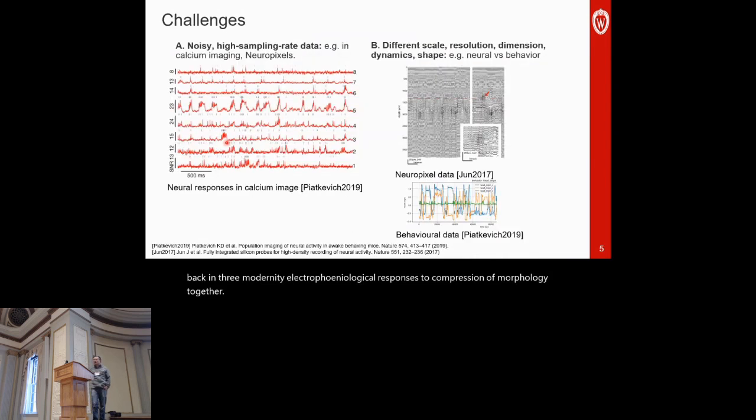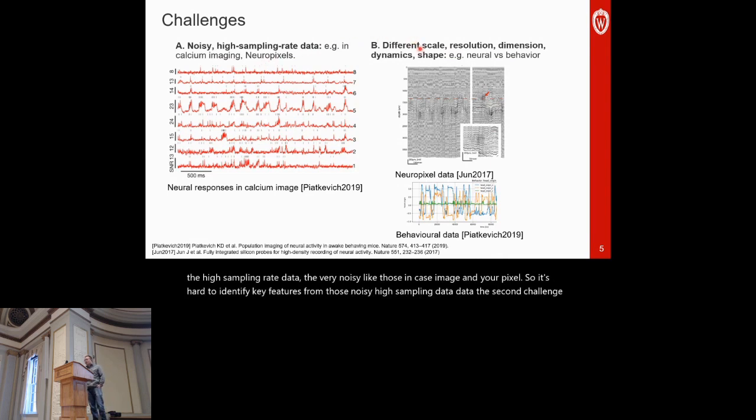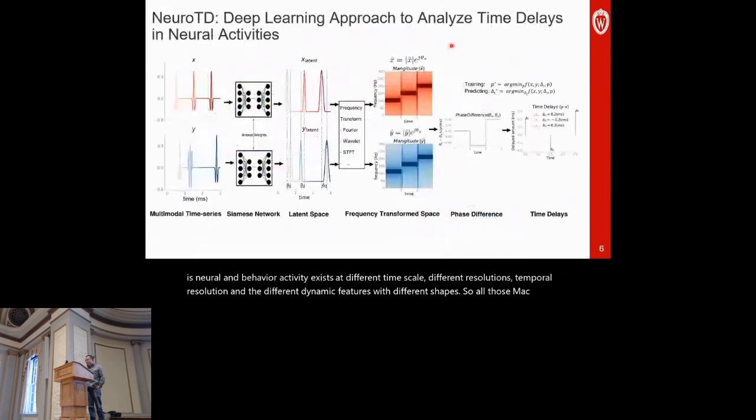Now that we have data, we still have 2 main challenges to compute the time delays. First, due to the high sampling rate and variability of data like calcium imaging and Neuropixels, it's hard to identify key features from those noisy, high sampling rate data. The second challenge is that neural and behavior activity exist at different time scales and temporal resolutions, and they could have different dynamic features with different shapes. All of this makes computing time delay challenging.